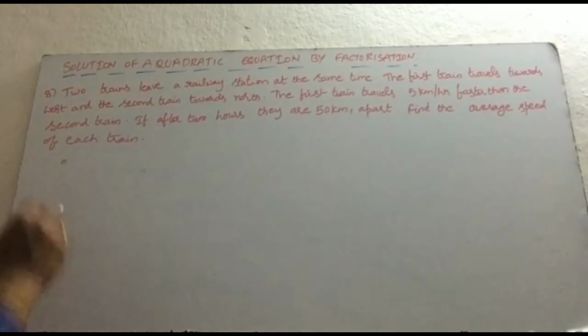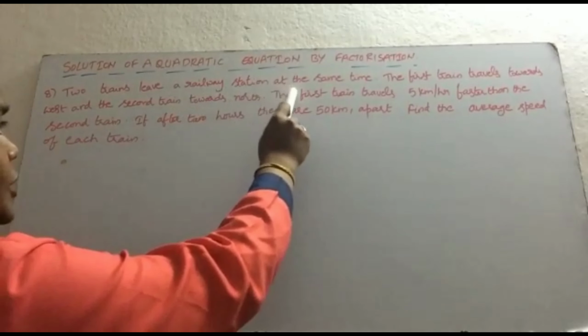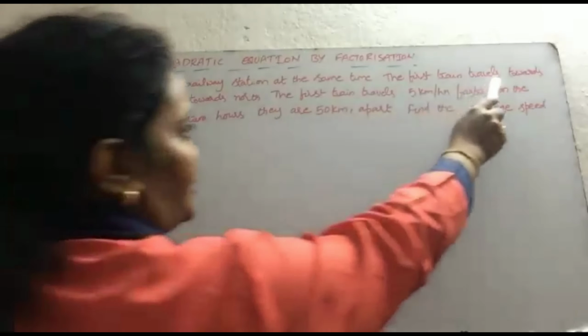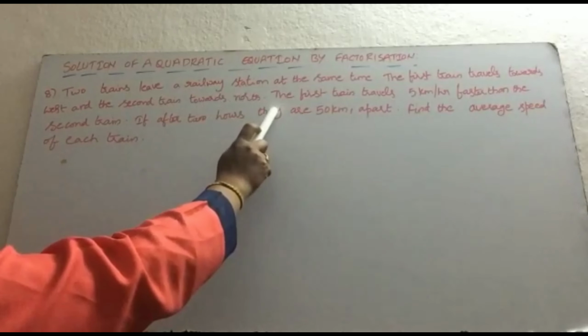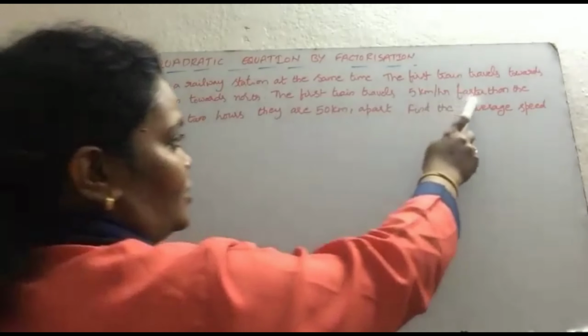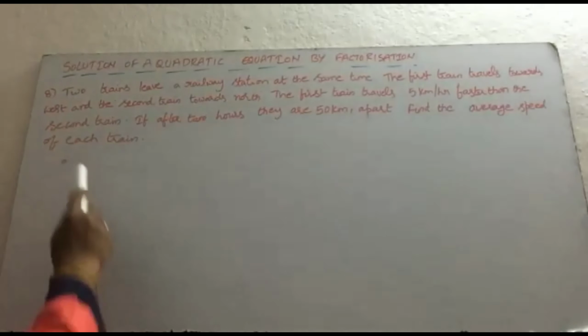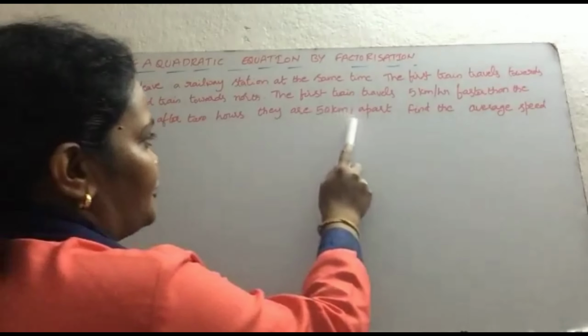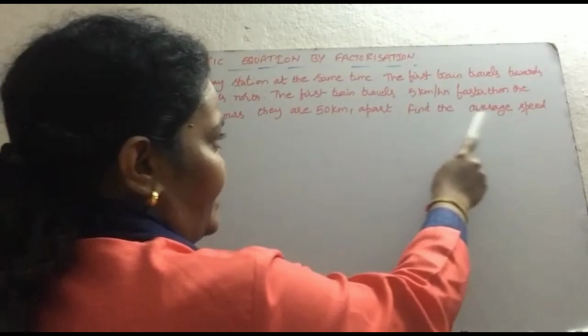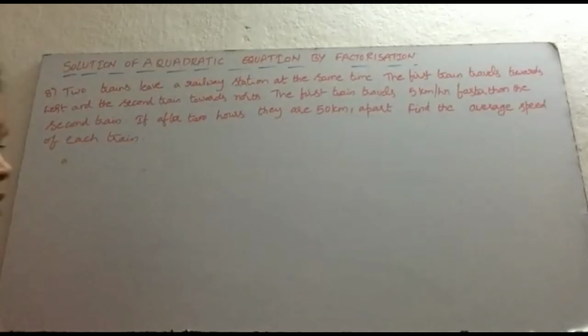So next problem. Two trains leave a railway station at the same time. The first train travels towards west and the second train towards north. The first train travels 5 km per hour faster than the second train. If after 2 hours they are 50 km apart, find the average speed of each train.